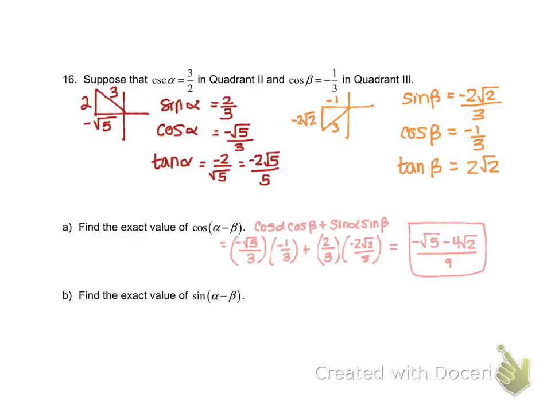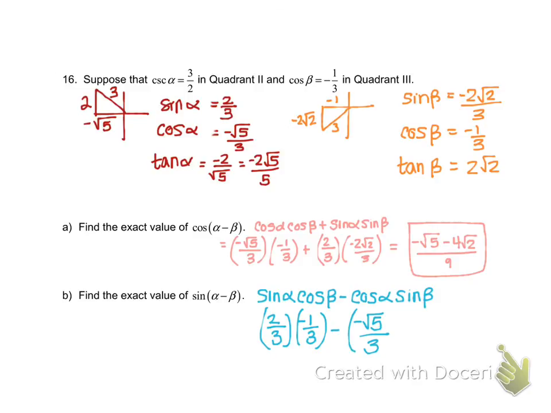And our last problem is going to be the difference formula for sine. So this equals 2/3 times negative 1/3 minus negative root 5 over 3 times negative 2 root 2 over 3. And this simplifies into negative 2 minus 2 root 10 all over 9.